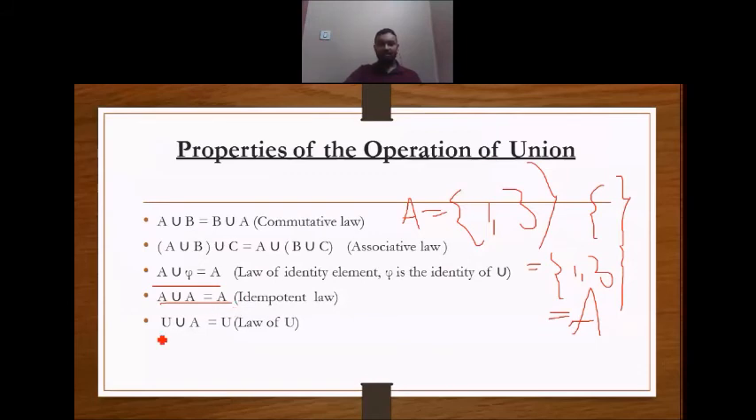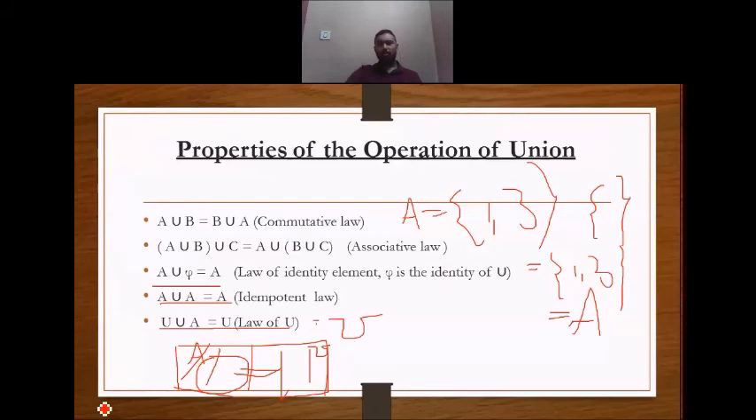Next, universal set union A equals the universal set. If you take the universal set and the set A, what is the union? If you combine this set and this set together, you will get the universal set only. So these are some of the properties you need to have an idea about.